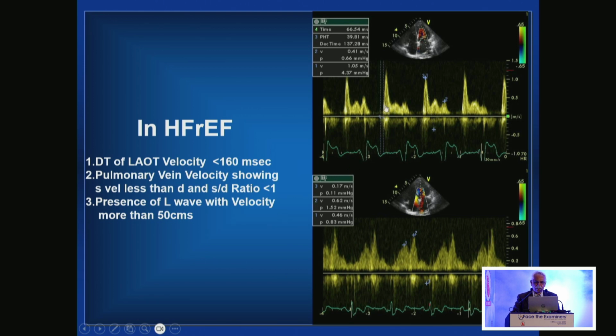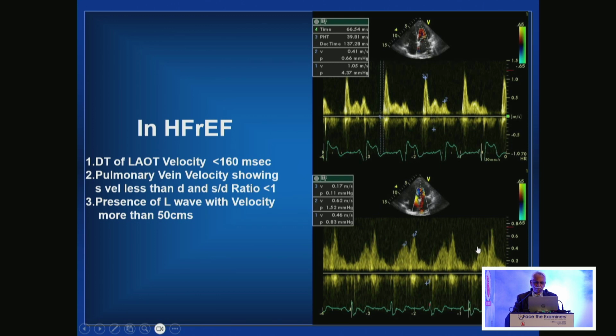The second one is the presence of another wave between the E wave and the A wave. You see another wave between the E wave and the A wave. It was described by Dr. Lew Hartley. It is called the L wave. If there is a prominent L wave with more than 50 centimeters per second, then again it indicates that the patient has grade 3 diastolic dysfunction with elevated left ventricular end diastolic pressure.